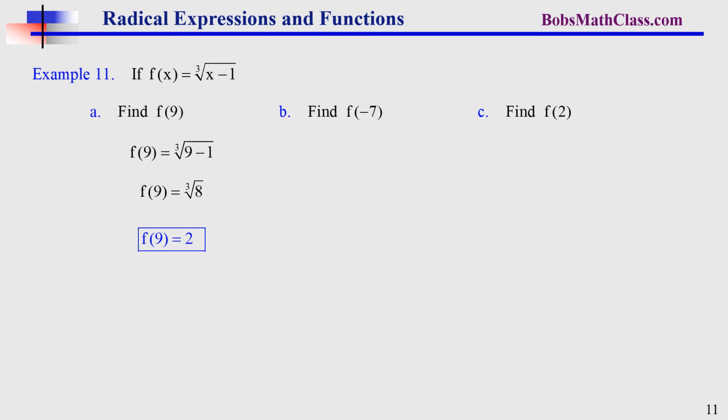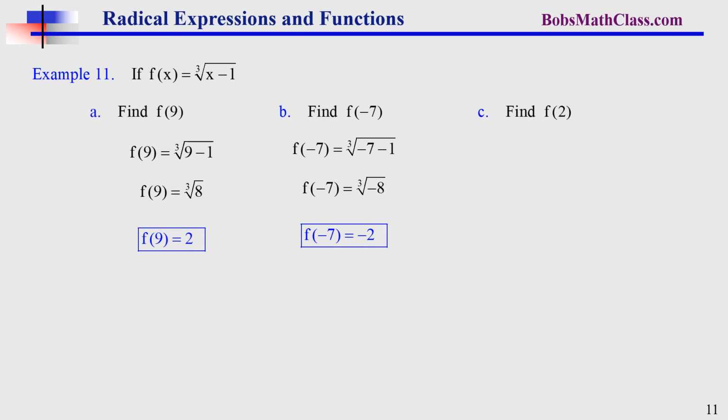For part B, let's find f of negative 7. So everywhere you see an x, replace it with negative 7. Negative 7 minus 1 is negative 8. We can have a negative inside a cube root. That'll give us a negative 2. If that was a square root function, we would say no real number, but it's a cube root, so we can have a negative in a cube root.